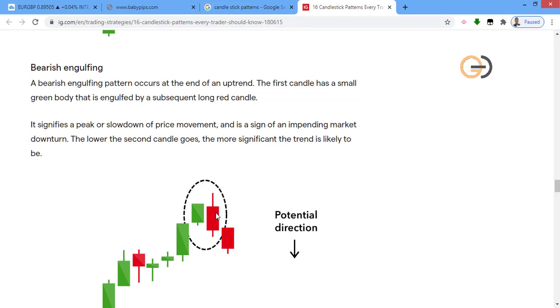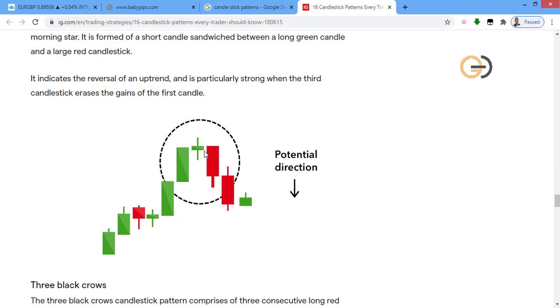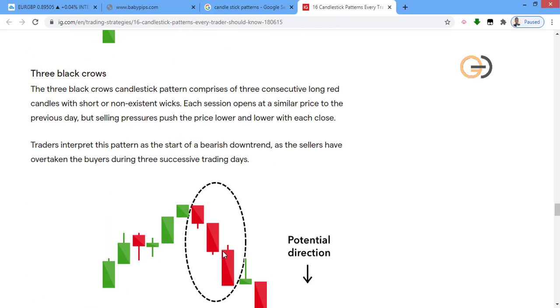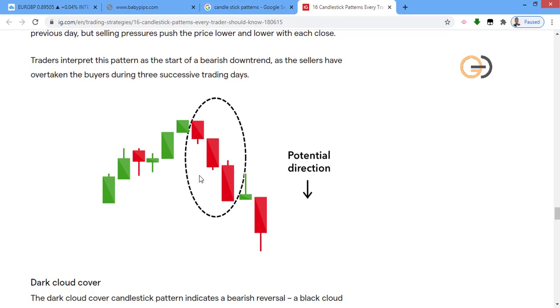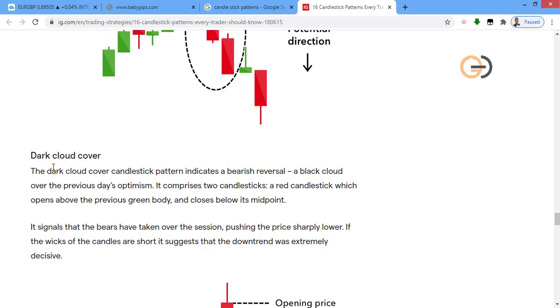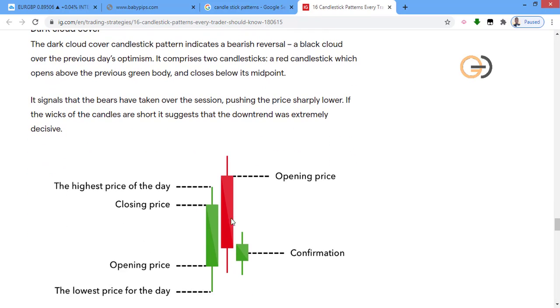The bearish engulfing, when you see it in an uptrend, the price is going down. The evening star, the same thing. When you see it in an uptrend, the price is going down. The three black crows, the same thing. The same candlestick patterns we use for the bullish market, we use for the bearish market, depending on the place you see them. Then we have the dark cloud cover, the same thing, 50% of the previous move.